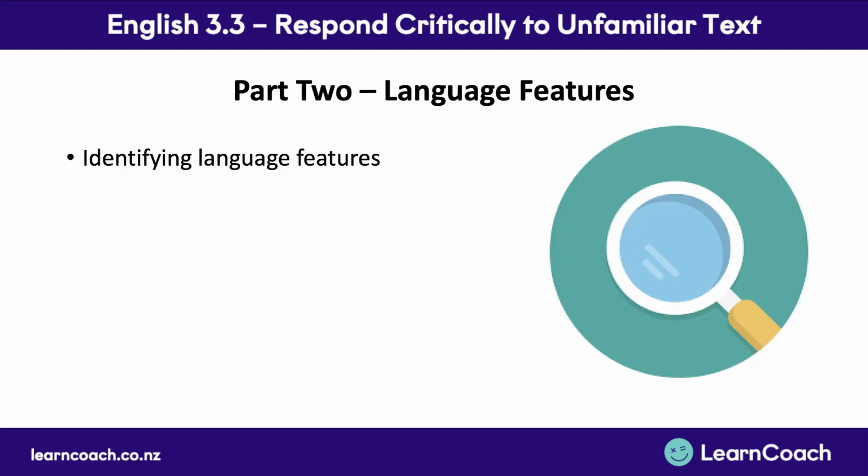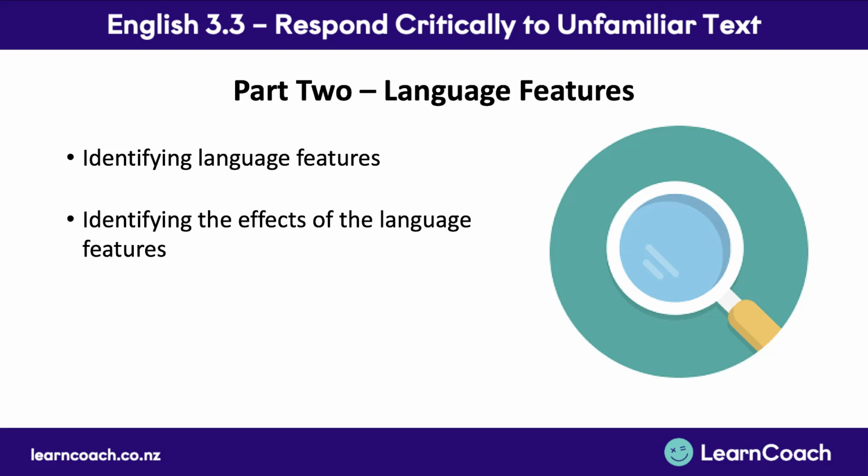Part 2 is the language feature identification. You may know lots or very little about language features, but this is the most crucial part of an unfamiliar text analysis. Once you've figured out the naming part of the language feature, you then have to figure out the effect it's having on the text.